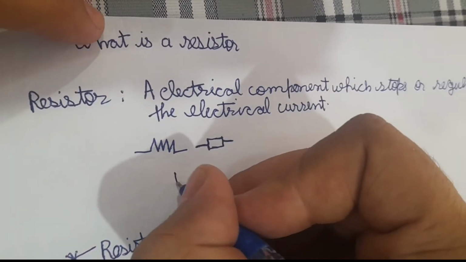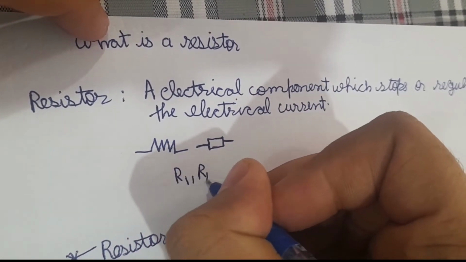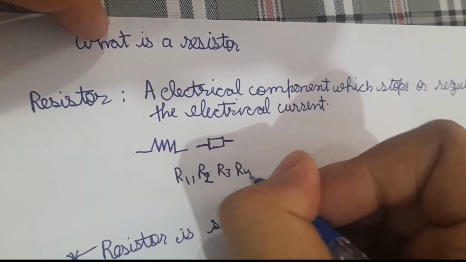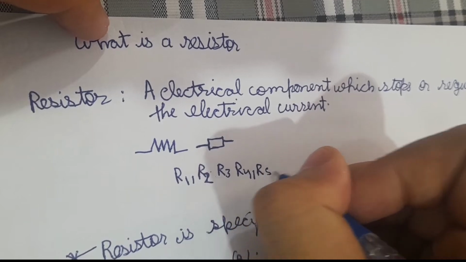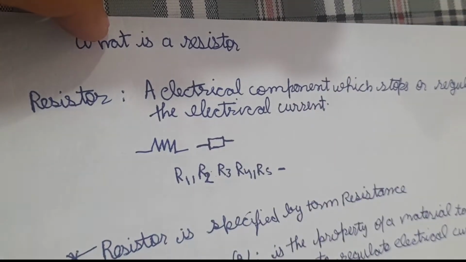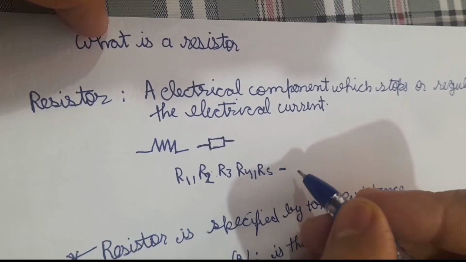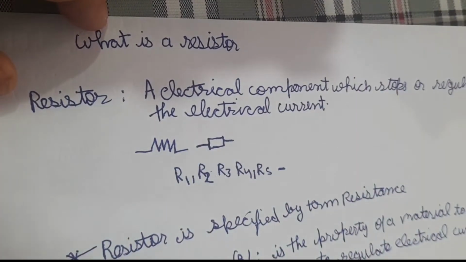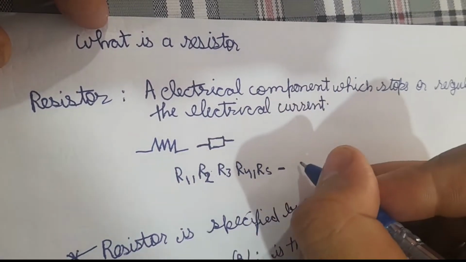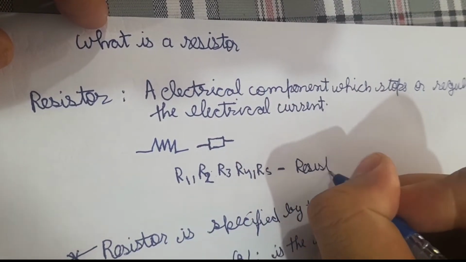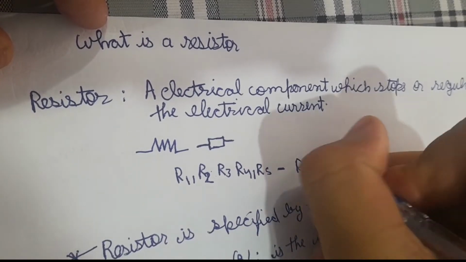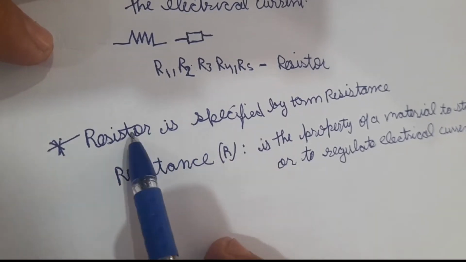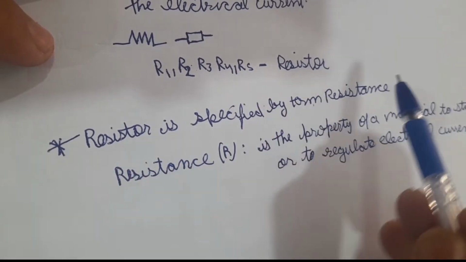R1, R2, R3, R4 or R5. This is just a resistor there on the PCB. If you have seen alphabets like R1, R2, R3, R4 on a PCB, it is a resistor over there. Now, a resistor is specified by a term called resistance.